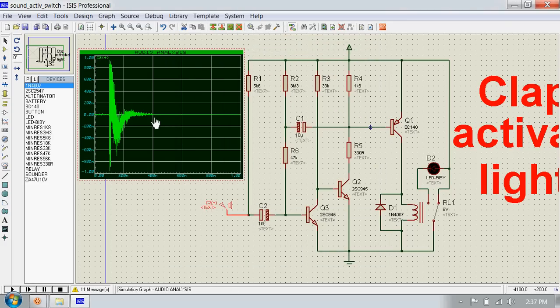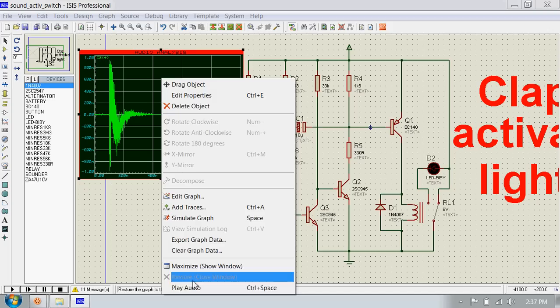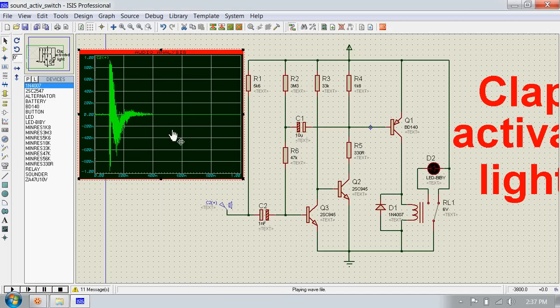Right, let's listen to that signal. So it's a clap sound. Okay, that means there is sound. Let's see what happens. So you can see this LED turning on because there is sound, right? And it turns on for a moment.